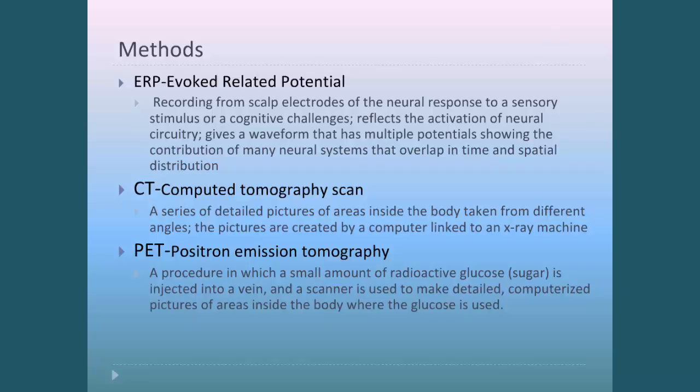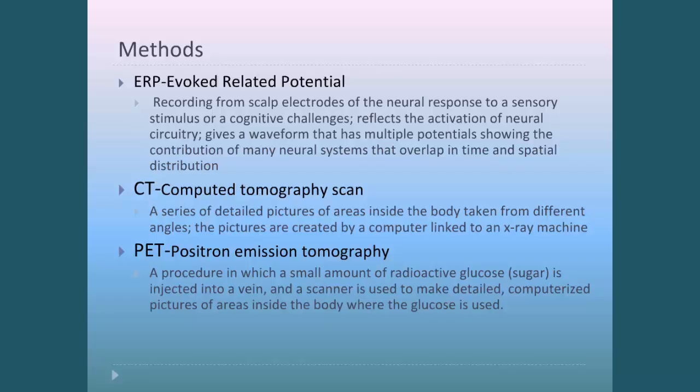Event-related potential is a recording from scalp electrodes. You've probably seen those caps that have all the little electrodes on them. They can have as few as 3, as many as 40 to 50. Of course, the more they have, the more sensitive they are. And they look at the nerve response to a sensory or a cognitive challenge.